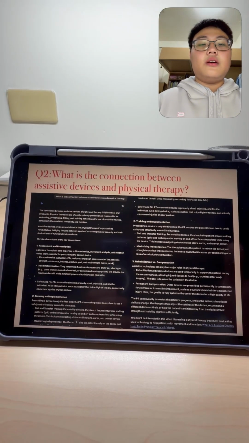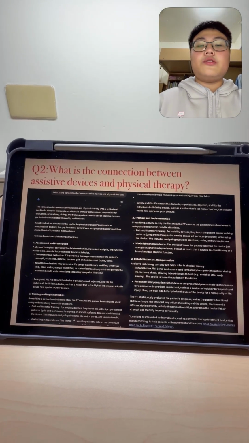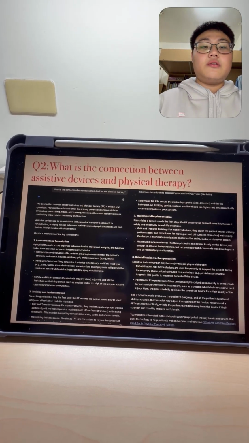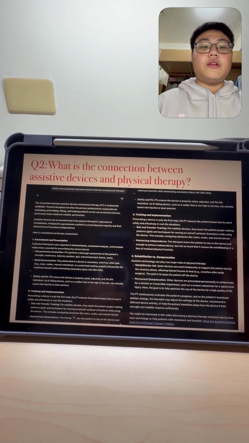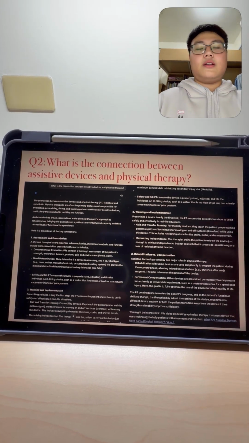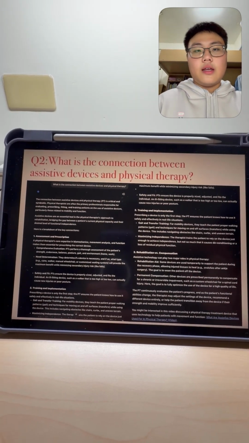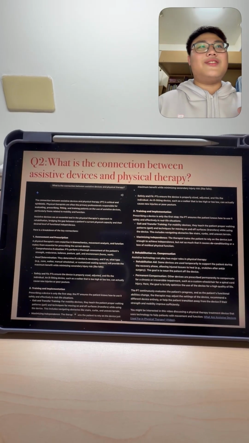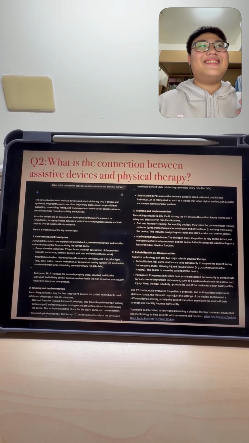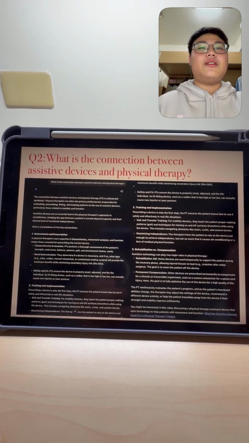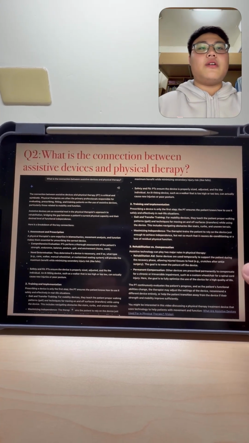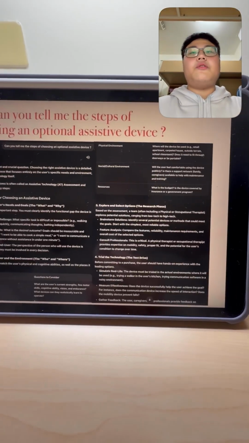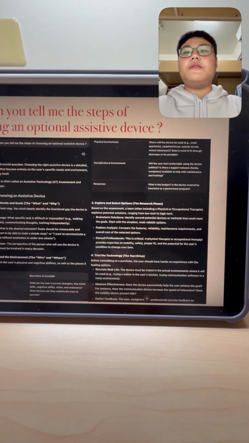So mostly, the PT continuously evaluates the patient's progress, and as the patient's functional ability changes, the therapist might adjust the settings of the device. This connects to our goal, which is to use AI to help PT, just like our course, to our major, to help us choose an assistive device to help people. So I asked it to tell me some steps of how to choose an optimal assistive device.